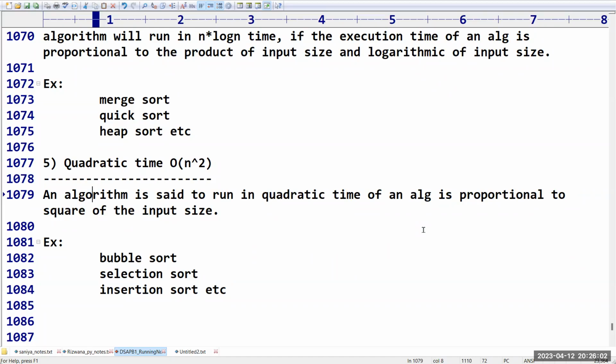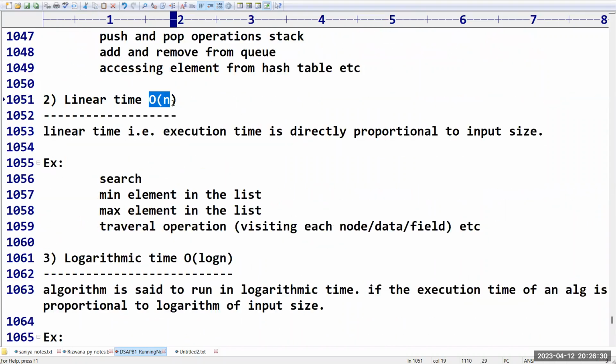Sir, one question. Input size is like the number of elements in a list. For example, if you are taking an array, based on that array you are performing some operations. Suppose you are doing a searching operation. If your input has 10 elements, how many comparisons do you have to do? 10 comparisons. If your array size is 100, you have to do 100 comparisons, which is time complexity big O of n.